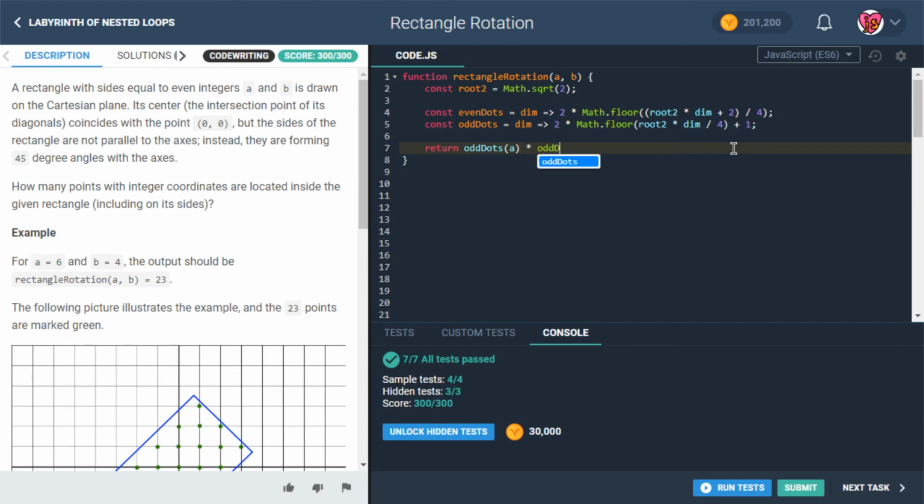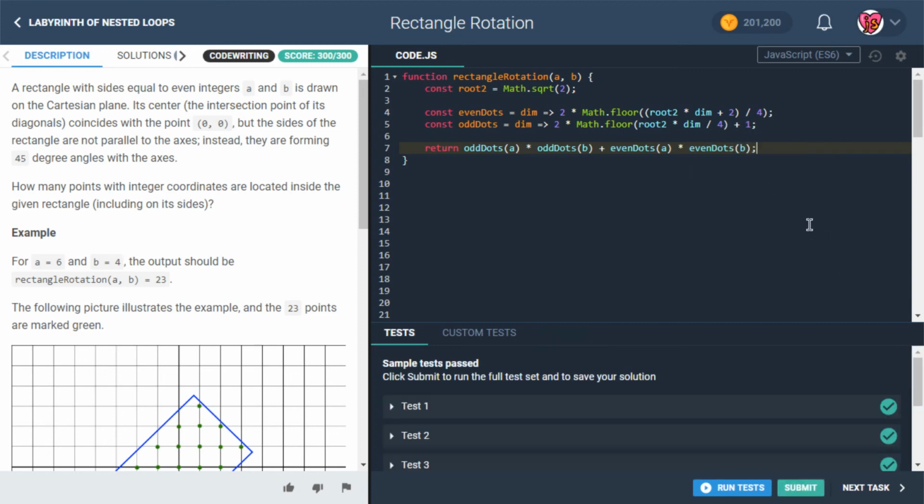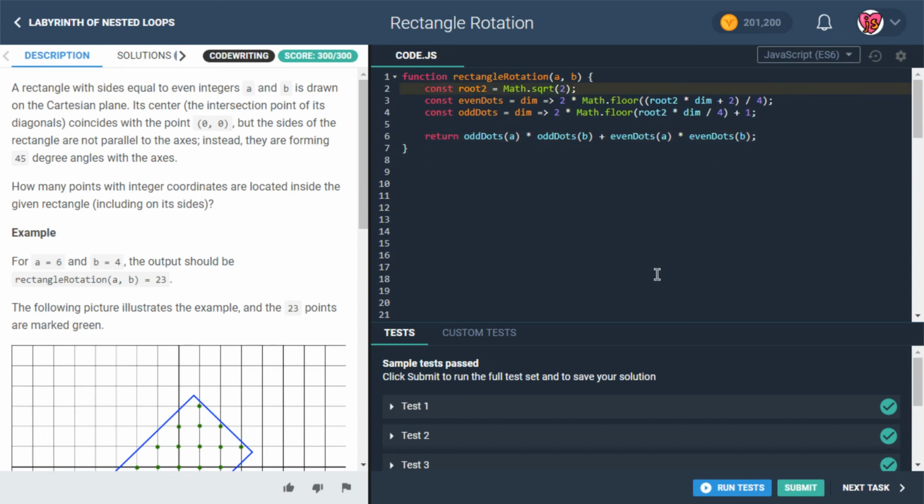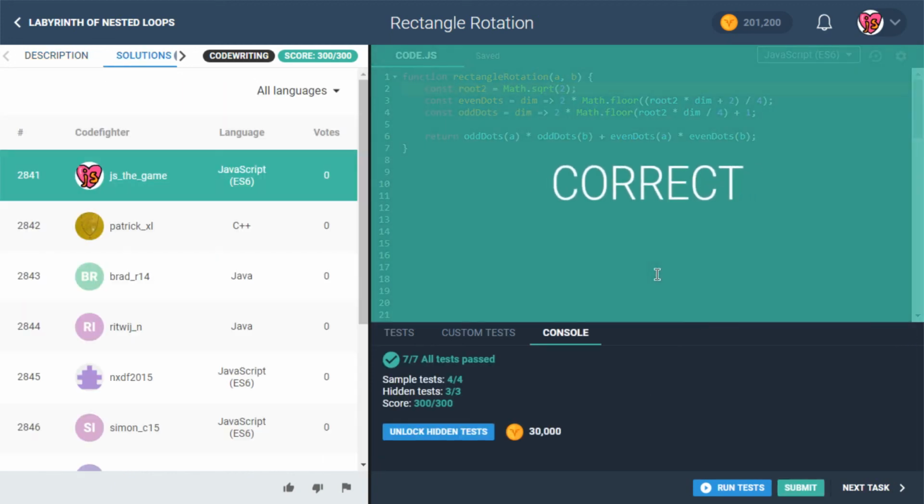Anyway, odd dots of a times odd dots of b plus even dots of a times even dots of b. Let's try running that. And, ooh, that feels good, I have to say. So, I like this. I think this is a nice solution. I think it looks pretty elegant, to be perfectly honest. So let's try submitting it. Let's see if it passes all the hiddens.